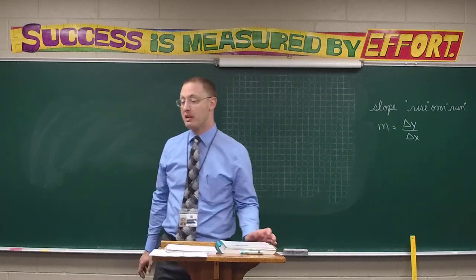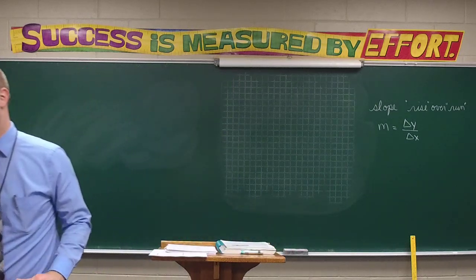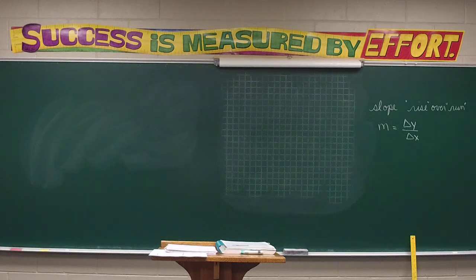Again, your answer should be a fraction because you're finding a rise and then a run. Well, it looks like I've got one right there. You see that? Looks like it goes right to a dot. That doesn't look like a dot. I don't see the dot.